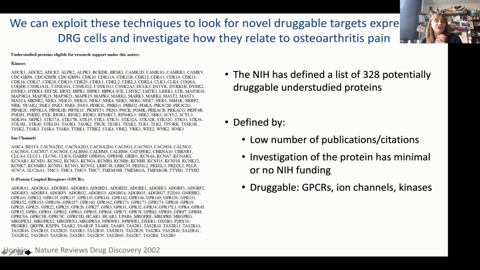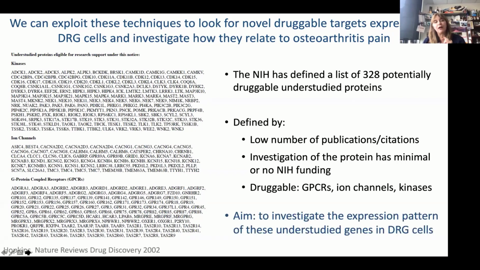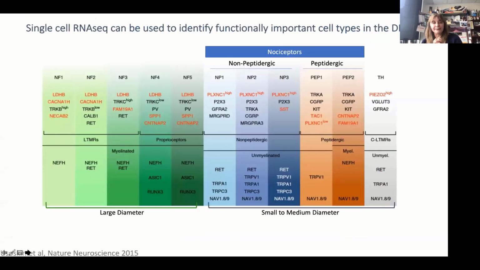And so interestingly, just about over a year ago, the NIH published a list of what they called understudied druggable targets for pain. It was a list of 328 proteins, and they defined them as, well, there are very few publications and there are no grants on this, and they are druggable. So they're GPCRs, ion channels, or kinases. And so we looked at this list and we mapped it against our single-cell RNA-seq data. And so I will show you now what we found.